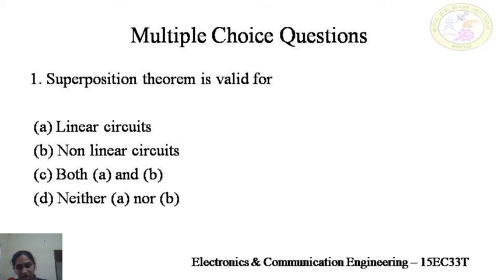To test your understanding, I will ask you a few multiple choice questions. Question number 1. Superposition theorem is valid for option A, linear circuits, option B, non-linear circuits, option C, both A and B, and option D, neither A nor B. And the answer is option A, linear circuits.